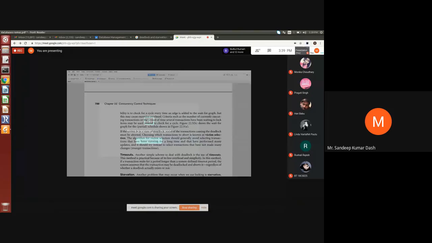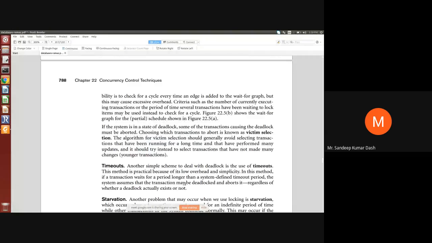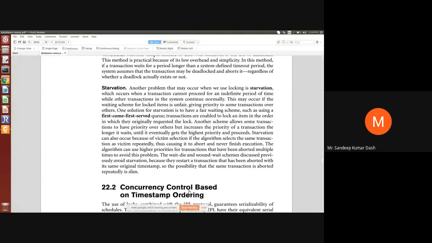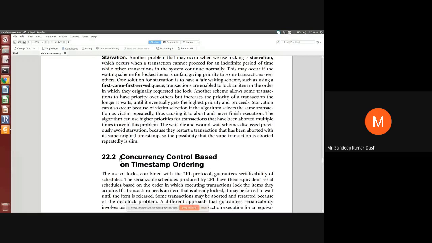So same case here, starvation is the same as in your operating system. So you can increase the priority bit by bit so that it gets access to the data item at a certain point of time.